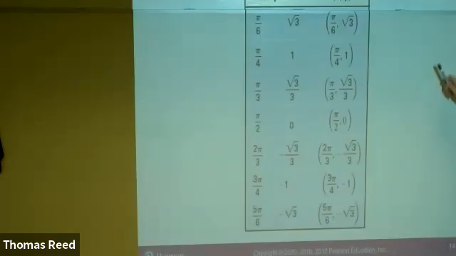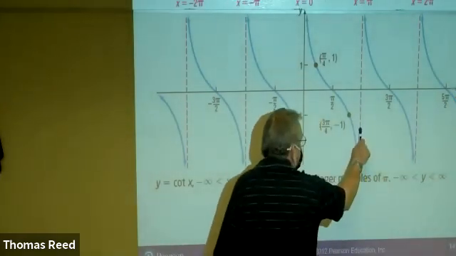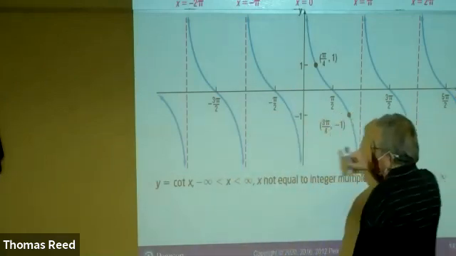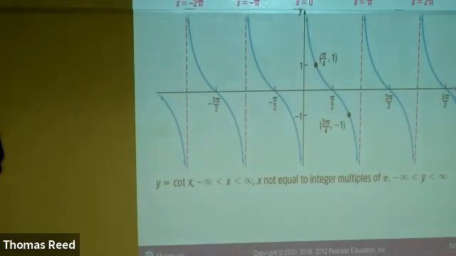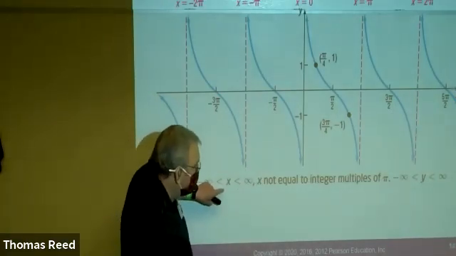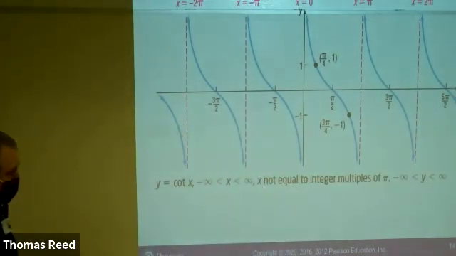So notice they didn't show 0 or pi. Because at 0 and at pi and at 2 pi and 3 pi and negative pi and negative 2 pi and negative 3 pi, you have vertical asymptotes. Because the function does not have a value at integer multiples of pi. And guess what, we should technically say integer multiples and not just multiples.